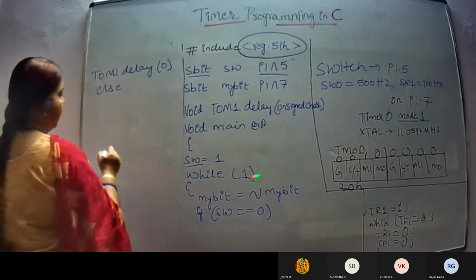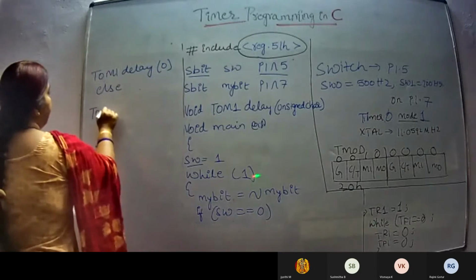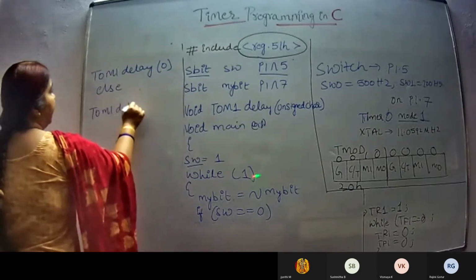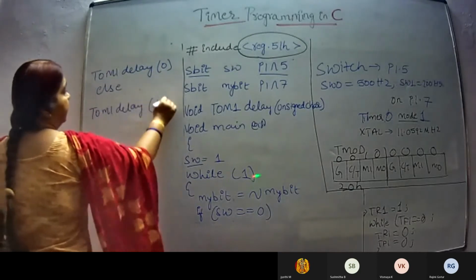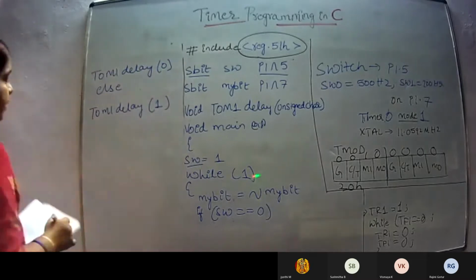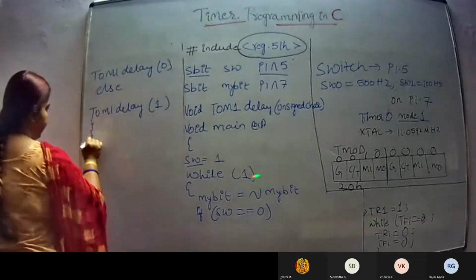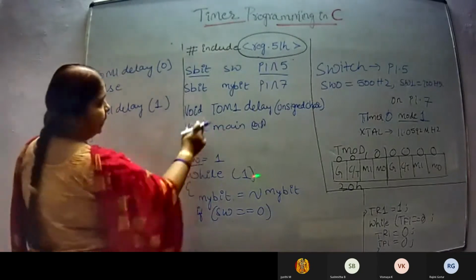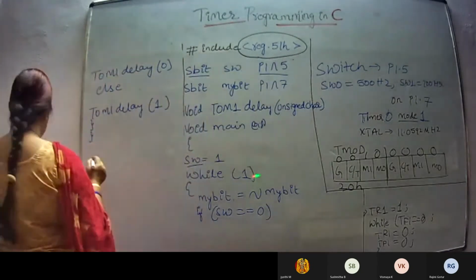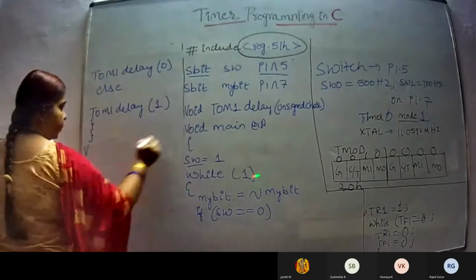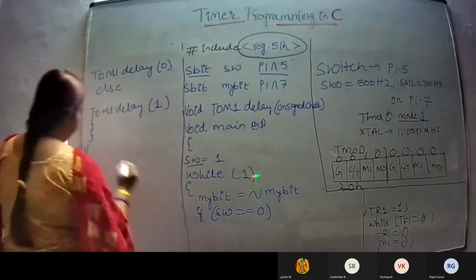Else means what? The switch is 1. So timer 0 mode 1 delay of 1. If switch is 1, it should call the delay of 1. So close the bracket. So this completes now. Since we have written this delay program, we have to write what this delay is. So we'll write a program for that.